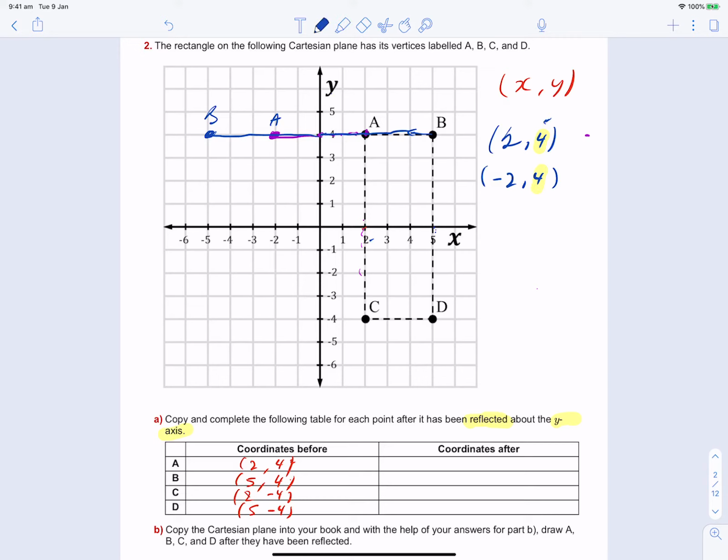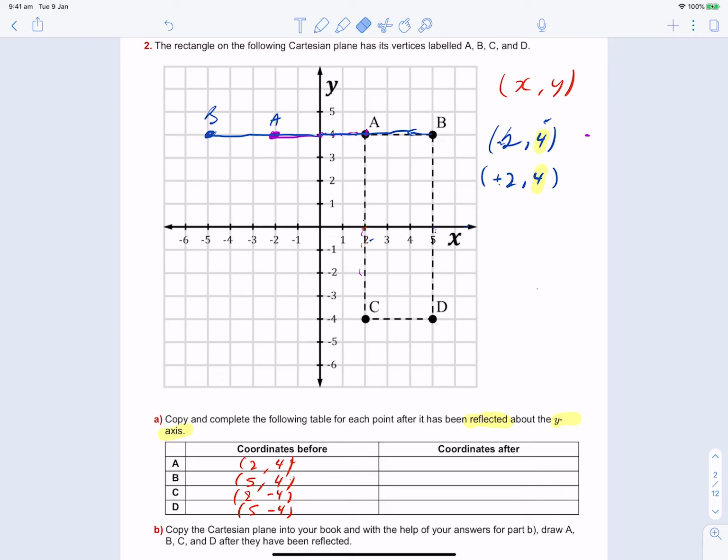So if I was positive here, I flip to negative. If I was negative here, this would become positive. That's what a reflection does. We flip the signs. When we do it in the y-axis, flip the x sign. When we reflect around the x-axis, we flip the y sign. So that's something to remember and write down maybe, if you want to.